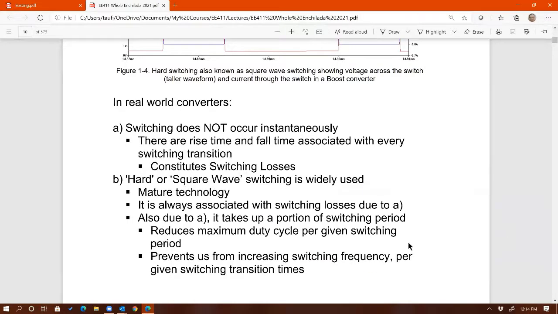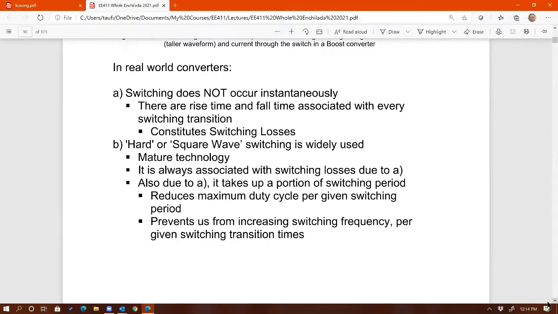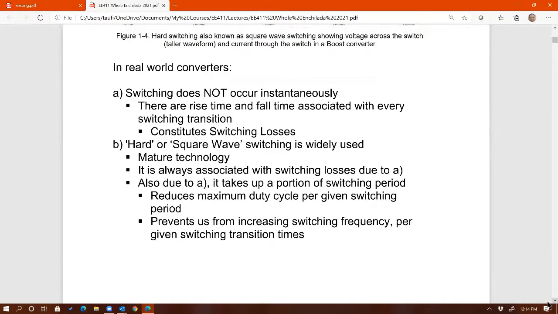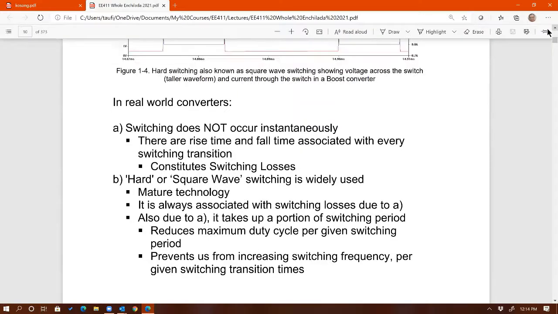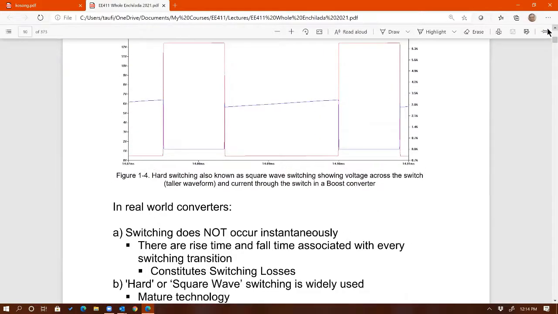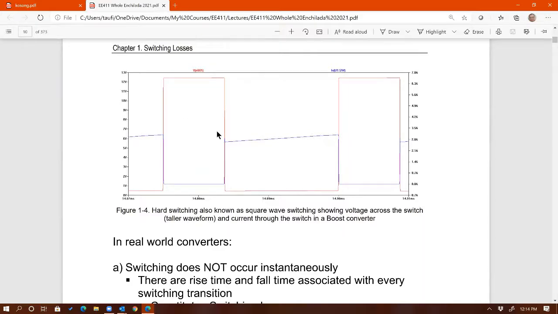I believe this is what I covered last time, right? Switching in the real world does not occur instantaneously, and in the majority of our DC to DC converters, we implement hard switching. I talked about this last time, right? Another name for hard switching is square wave switching. You can see the shape. It's a square wave type of switching, right?